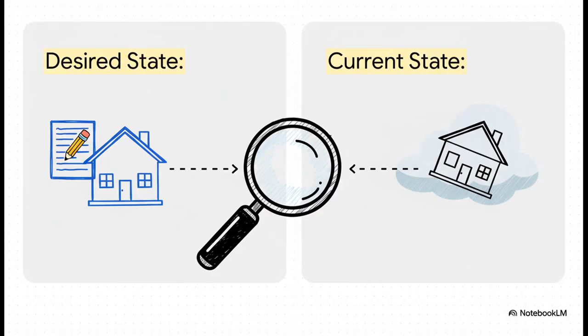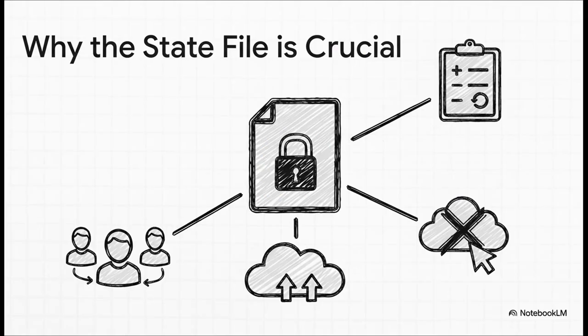Really, it all boils down to this one comparison. Your code, all those .tf files, that's your desired state. It's what you want the world to look like. The state file, the .tfstate file, is the current state. It's what the world actually looks like right now. Terraform's main job is just to figure out the difference between the two and then make a plan to fix it. And this state file is absolutely crucial.